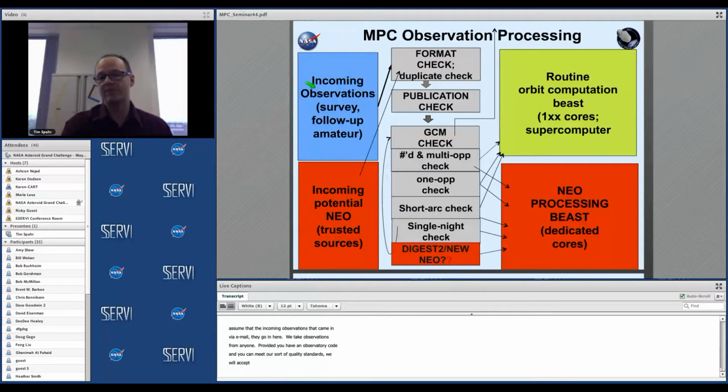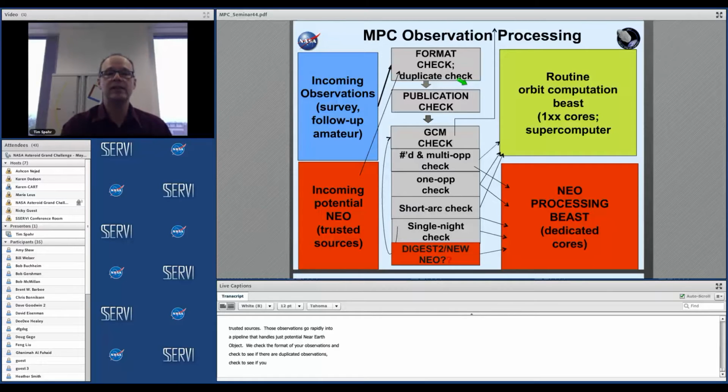If we think you've discovered a new near-Earth asteroid, it's a little bit of a tighter category. We would call trusted sources. Those observations go rapidly into a pipeline that handles just potential near-Earth objects. We check the format of your observations. We check to see if there are duplicated observations. We check to see if you've sent in things that have already been published.